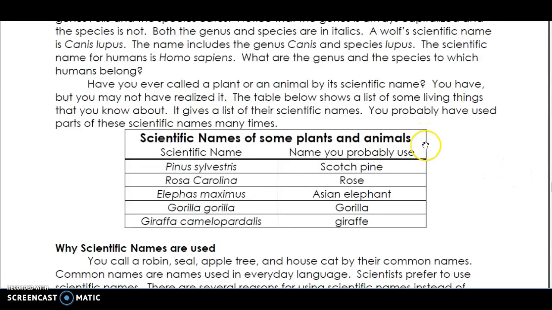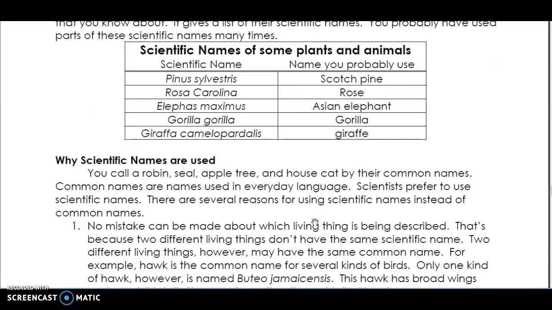So in the table, we have scientific names of some plants and animals. The scientific name is on the left, and the name you probably use is on the right. So here we have Pinus sylvestris, which is the Scotch pine, Rosa carolina, which is a rose, Elephas maximus, which is the Asian elephant, Gorilla gorilla, which is a gorilla, and Giraffa camelopardalis, which is a giraffe.